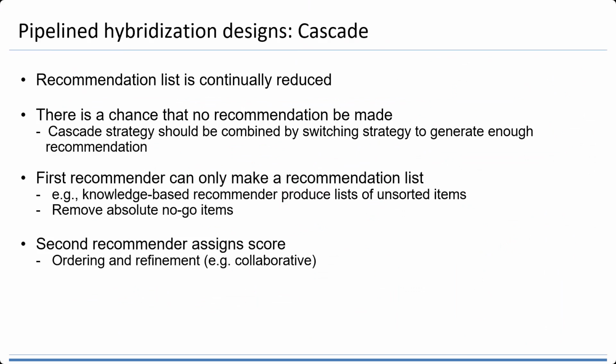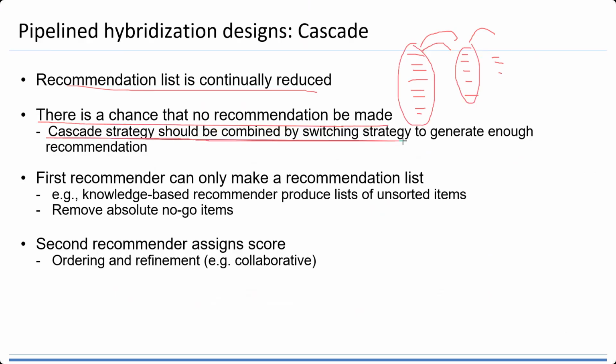With the cascade, we can reduce the recommendation list. As I mentioned to you, if in recommender 1 we have 10, then in the next stage we can have 5, and in the next stage we can have 3, for example. So it will be reduced at every step. There is a chance that no recommendation will be made. If we already have 10 and then the next can be 0, maybe there is no recommendation. There's a possibility. So the cascade strategy should be combined with the switching strategy.